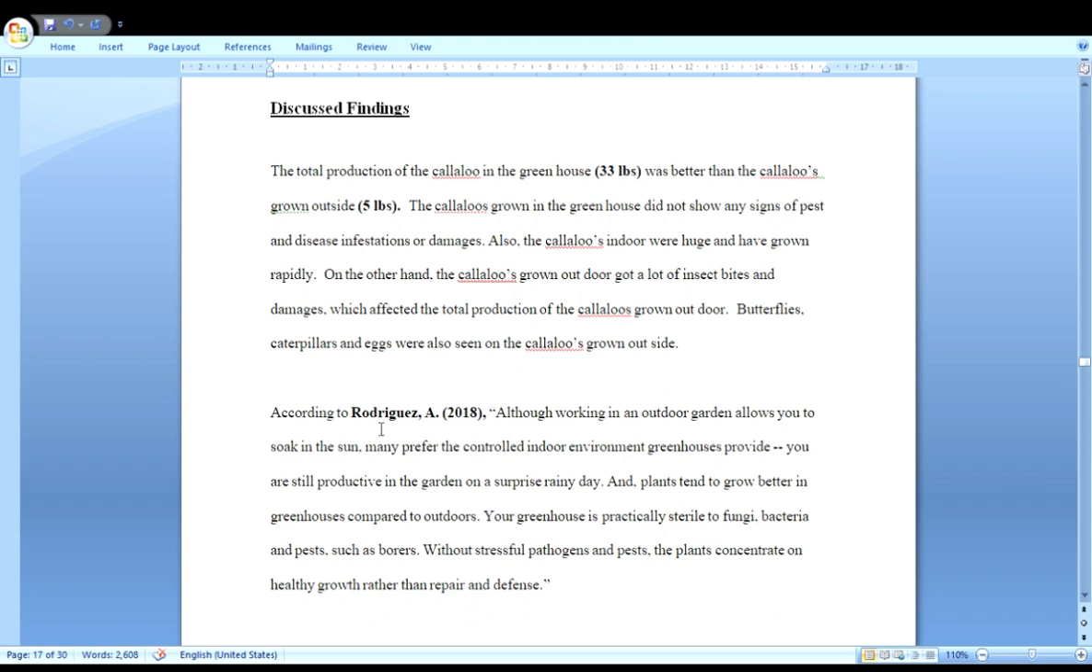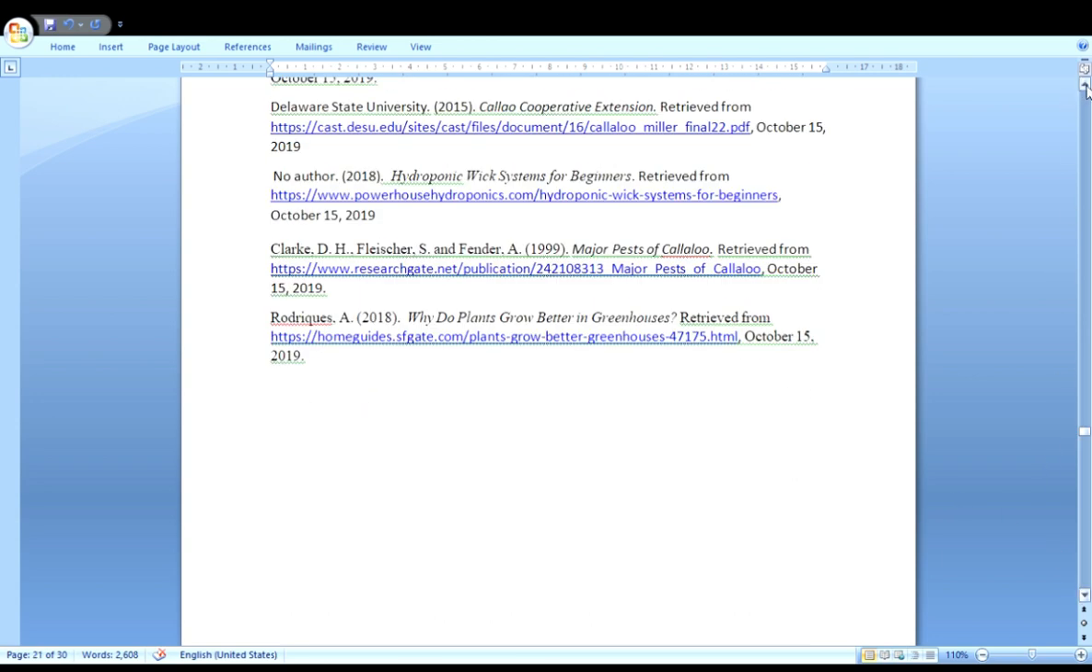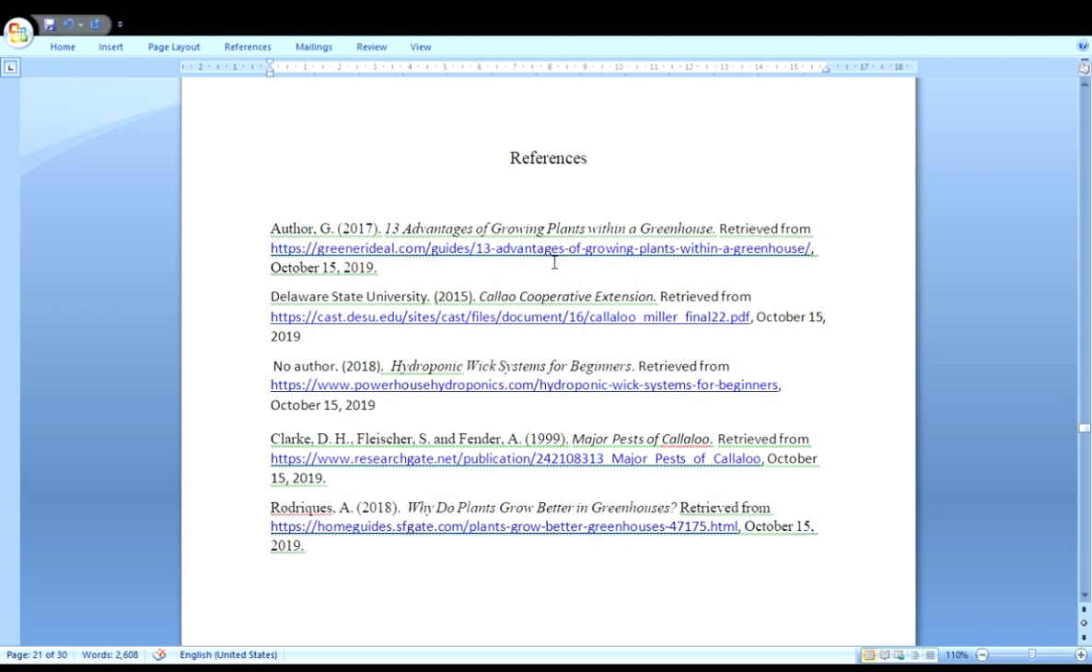So for this one that says Rodriguez A 2018, please note that this is a quotation, this is not the reference. So let's go down to the reference page. Here we have the reference page for all the quotations that were used in the discussion. So this is how you would write it.